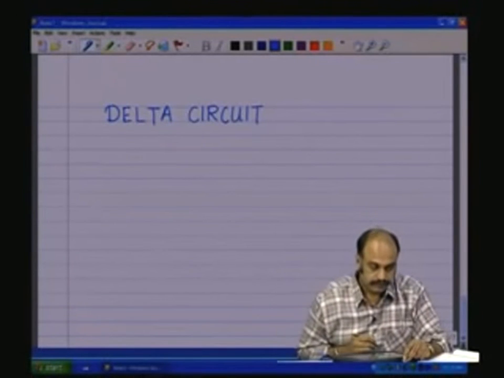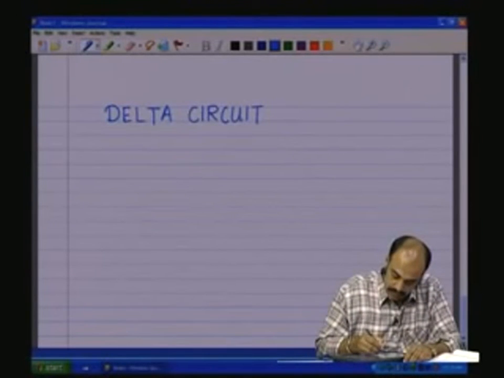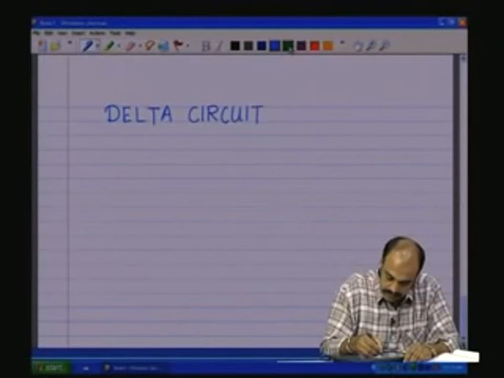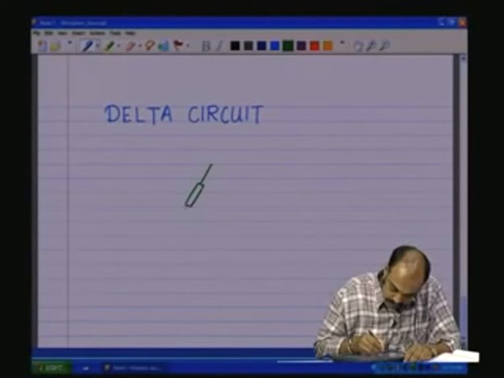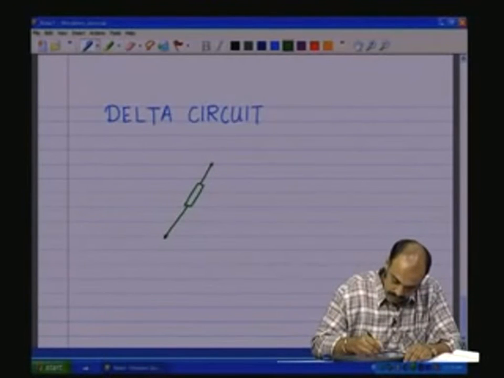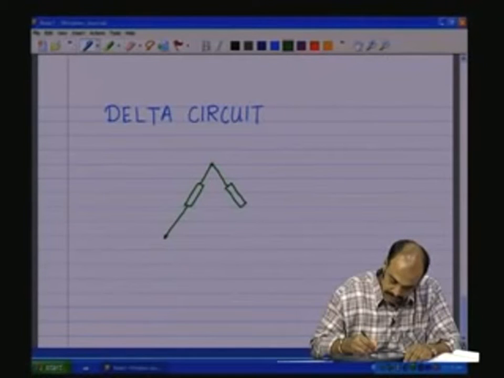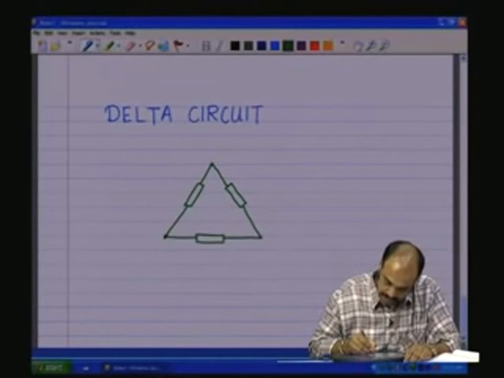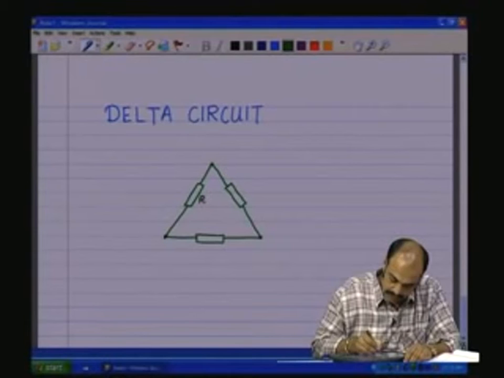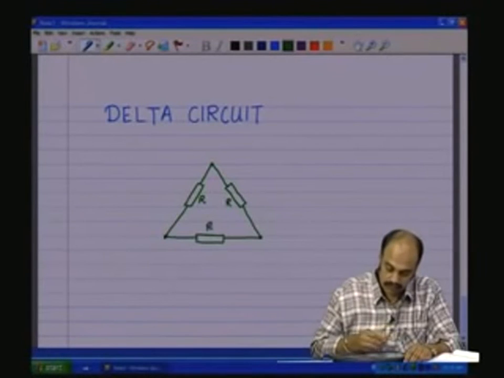So, in the delta circuit, the picture is as follows. We have the load connected in the pattern of a delta, a triangle, basically an equilateral triangle shape, as shown here, as we are constructing here. It has of course 3 R's, 3 loads, okay.